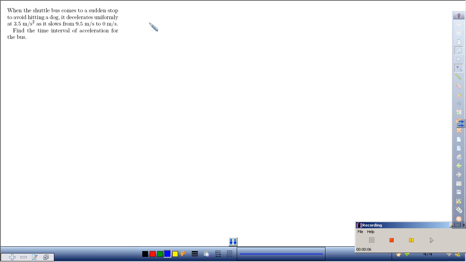So what's happening here? I've got a bus that starts out, let's try to draw a bus, there's my bus, that starts out at 9.5 meters per second, and then at some time later, that same bus has come to a stop and is now going 0 meters per second. And the amount of time is what we're looking for, but it decelerates uniformly at 3.5 meters per second squared.